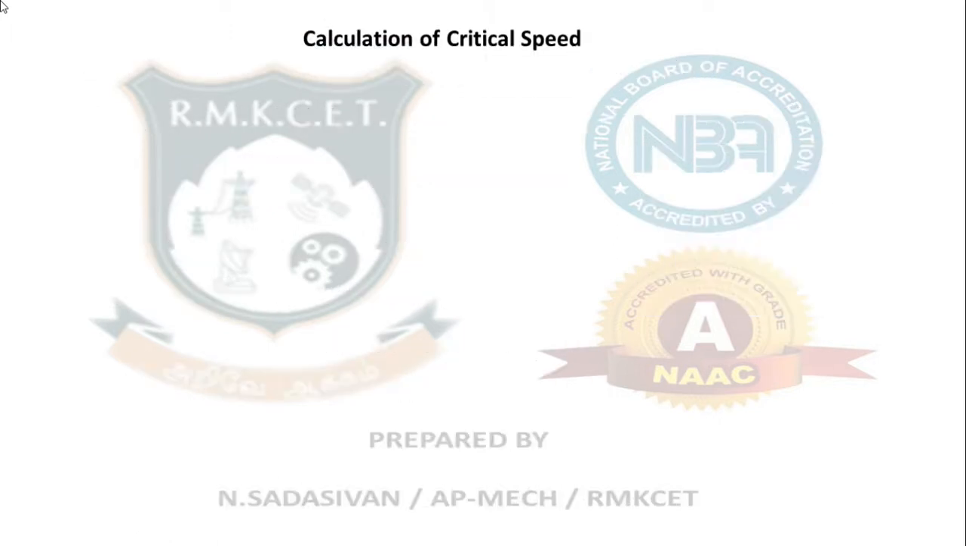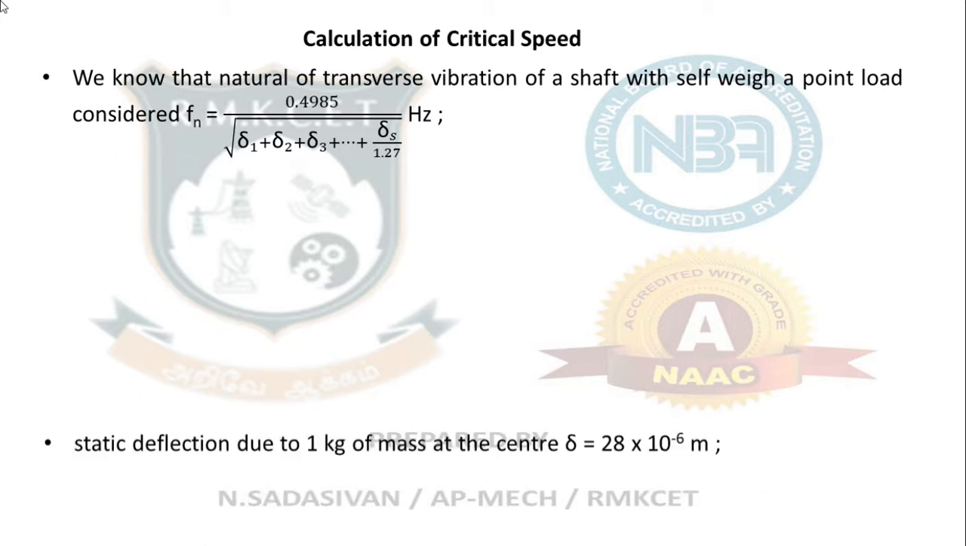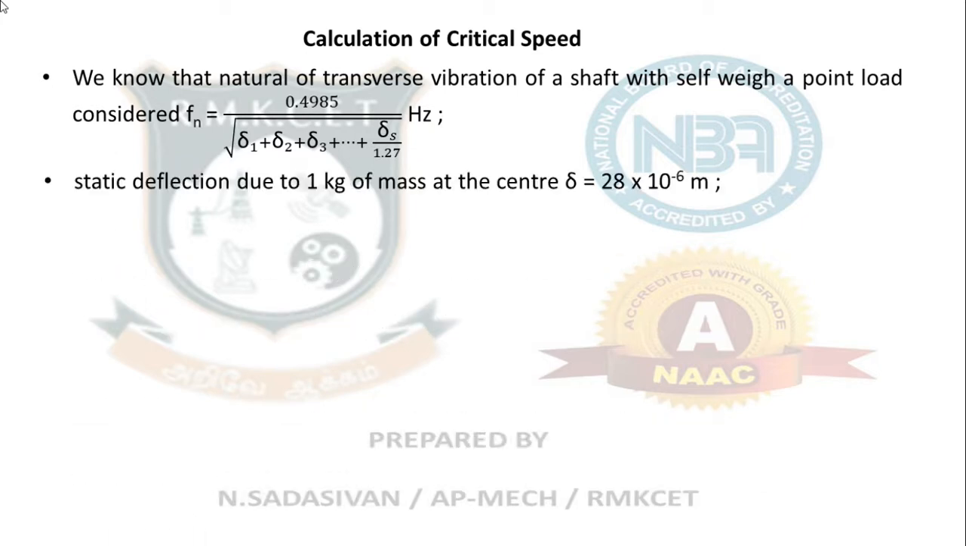Right. So now I can calculate the critical speed of the shaft. First find the natural frequency using Dunkerley's formula: 0.4985 divided by the square root of the individual deflections plus the self weight deflection divided by 1.27. Don't forget that. This division by 1.27 is only for the self weight component. For the other deflections, division by 1.27 will not come.